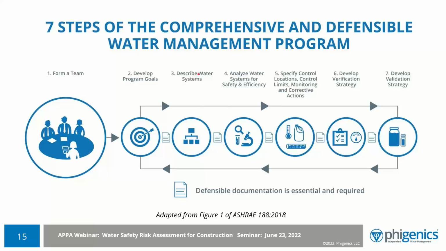Describe the water systems. These have to be done graphically and in words. So graphically, it's called a process flow diagram, PFD, not to be confused with the PDF we always talk about, but process flow diagram. And then it's also a water use description. So there's a graphic and written description of this water system.